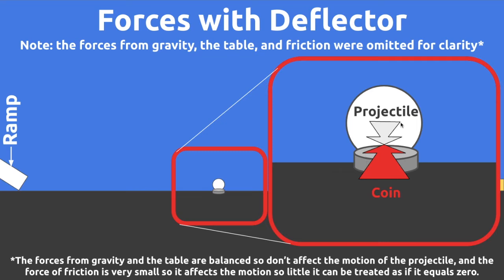So here are the forces with the deflector. The forces from gravity, the table, and friction are omitted. Once again, that's because they're balanced, or because in the case of friction, it's so small it doesn't matter. So we have a force of the coin on the projectile, and according to Newton's third law, the projectile also has a force on the coin back. What we want to know is what the force is from the coin on the projectile. Because they're equal, we'll also know the vice versa, but we just want to calculate what that force is from the coin.